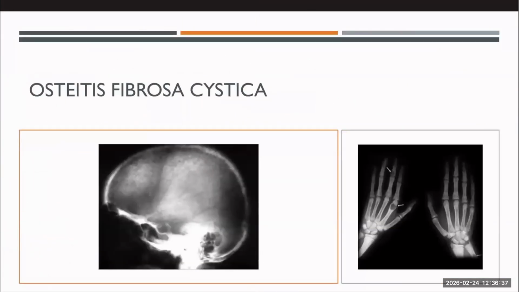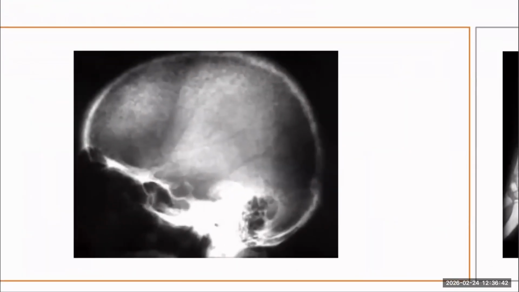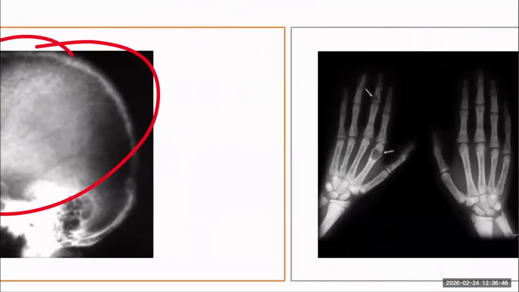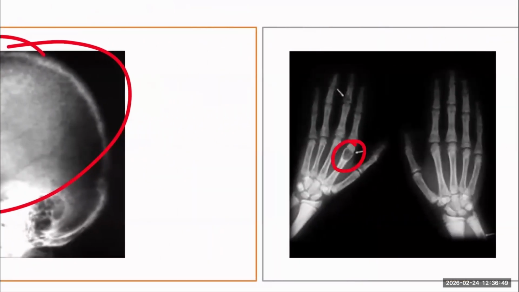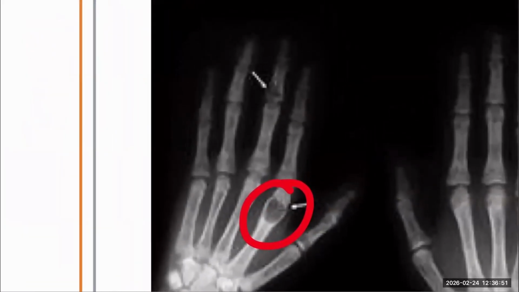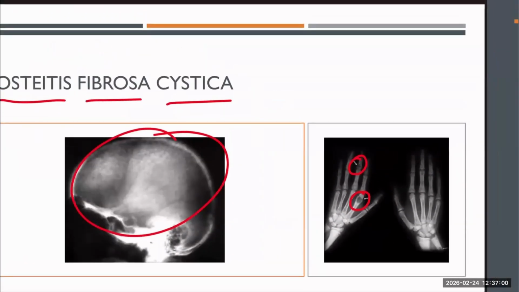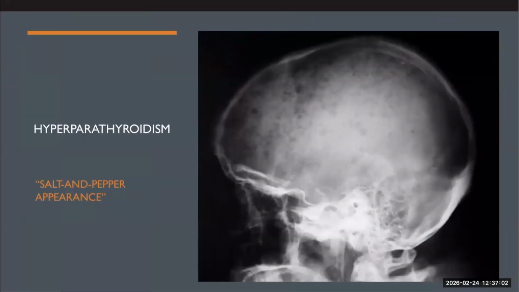So this is what it's called osteitis fibrosa cystica, and you can see like the salt and pepper appearance of the skull. It's not bright white, and you can see some demineralization, in these pictures here and up there as well, because the bone's being resorbed because of all this excess chronic PTH secretion going on. And here's another one, the salt and pepper appearance of the skull. Okay, just from bone being resorbed due to chronic PTH.